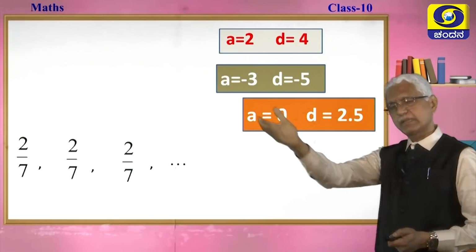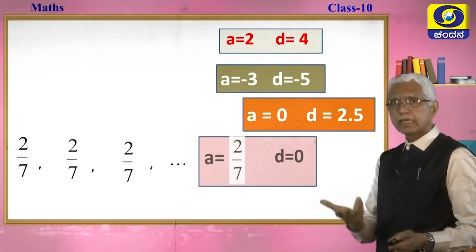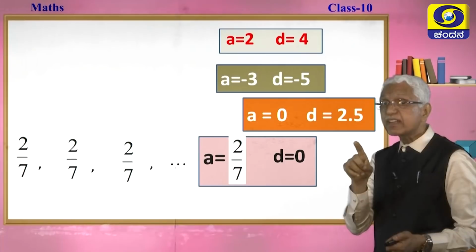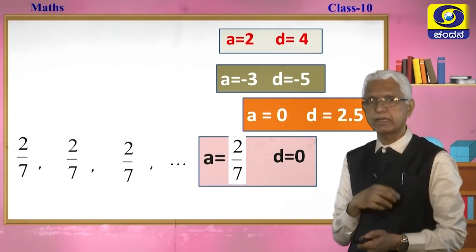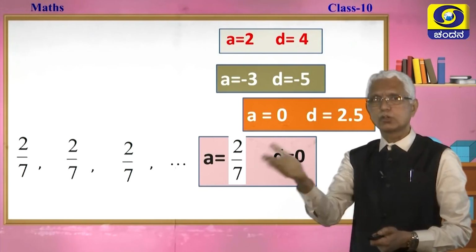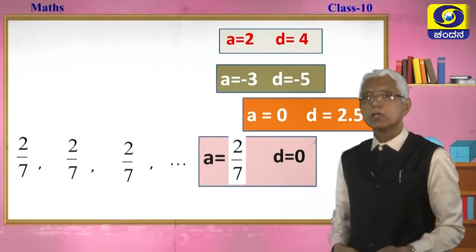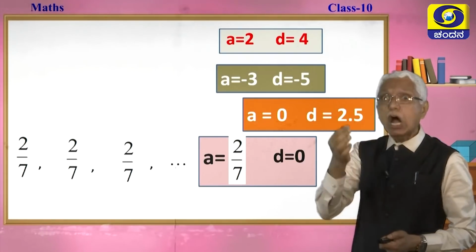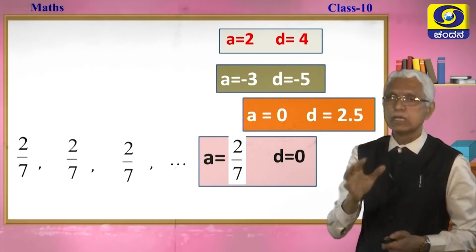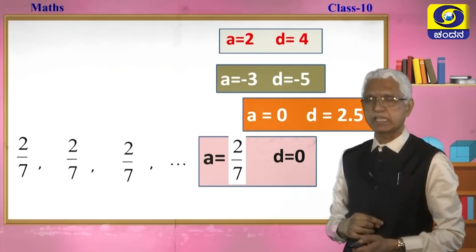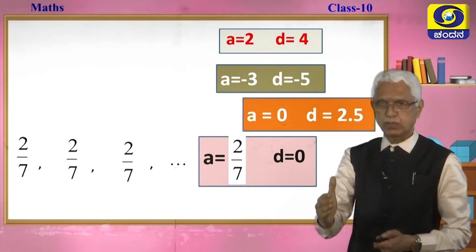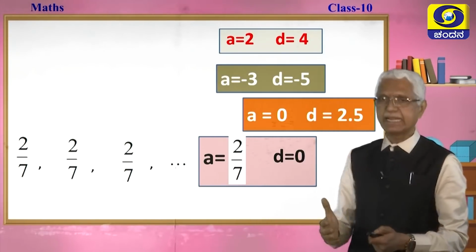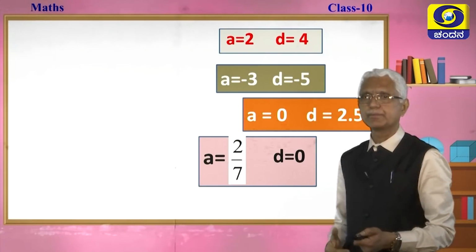2 by 7, 2 by 7, 2 by 7. First term A, 2 by 7. Common difference, observe, second term is also 2 by 7, first term is also 2 by 7, 2 by 7 minus 2 by 7 is 0. So, here it is an example for an arithmetic progression with a common difference 0. This is what I told you in the previous session. Common difference can be 0, can be positive, can be negative, that is wonderful.